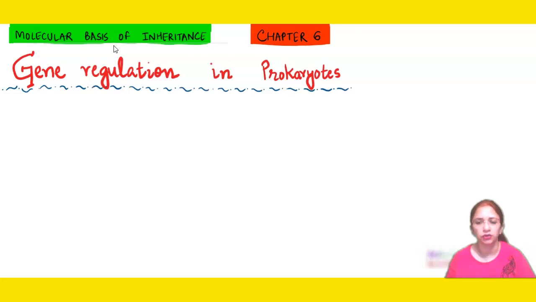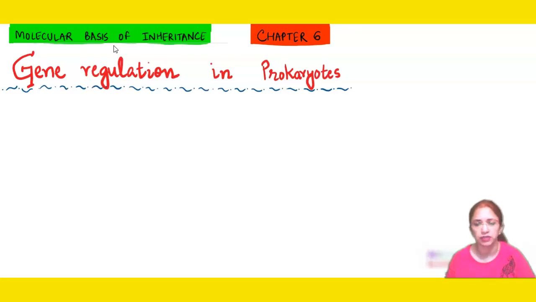In today's video, we will study gene regulation. We are already done with the lac operon concept. Gene regulation means how genes will be regulated, because translation does not happen every time. So genes are required to be turned off when protein synthesis is not required, and turned on when translation or protein synthesis happens.